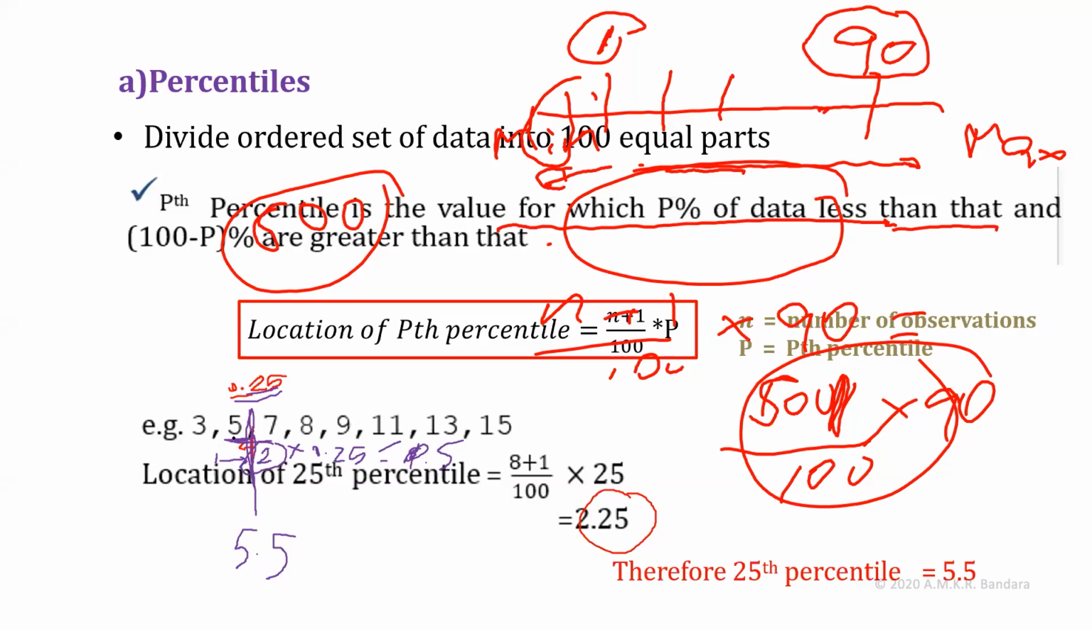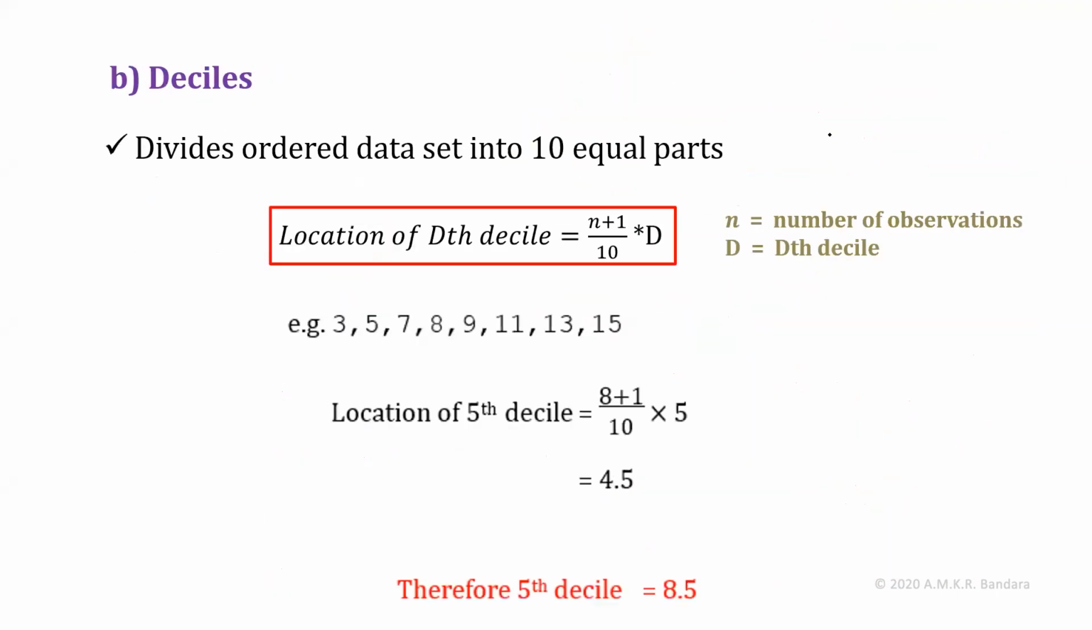Another 0.25 we have to go in order to find the 25th percentile. That value will be 5.5. Next measure of relative standing is decile.